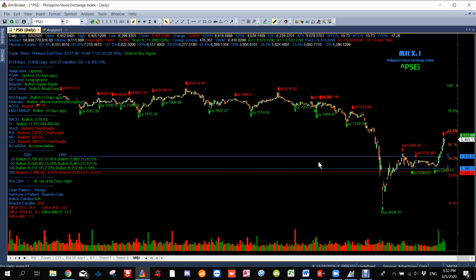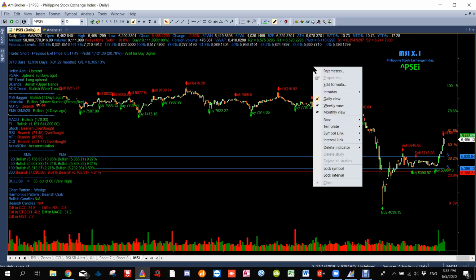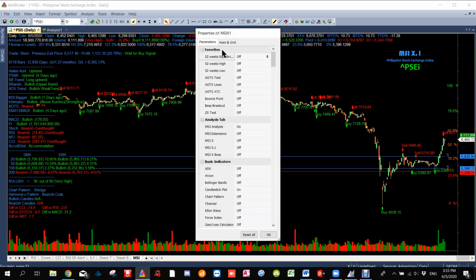Heikin Ashi, actually, it's a trend indicator na meron siyang sarili niyang candlesticks. Okay, you can see that dito sa parameters nyo, and search nyo lang yung Heikin Ashi. See here, it's Heikin Ashi candles, and as you can see, nagbago yung candles niya. Parang meron na siyang red background. Para mas malinaw siya, pwede nyo i-off yung candle plot nyo.